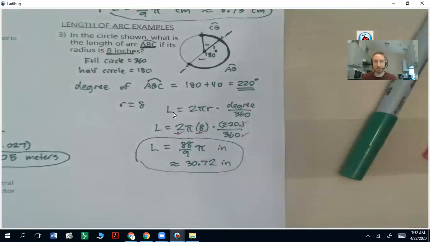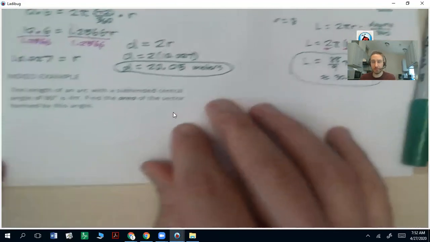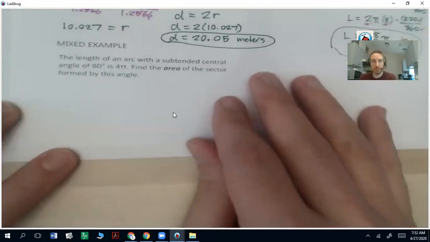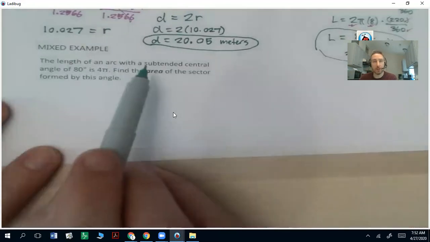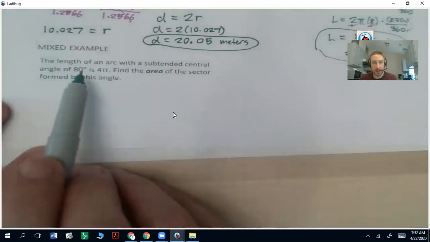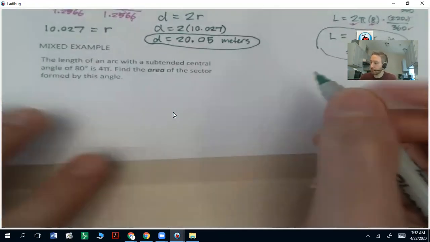All right. Let's look at our last example. This one's a mixed one. All right, here's the question. The length of an arc with a subtended central angle of 80 degrees is 4 pi. Find the area of the sector formed by this angle.